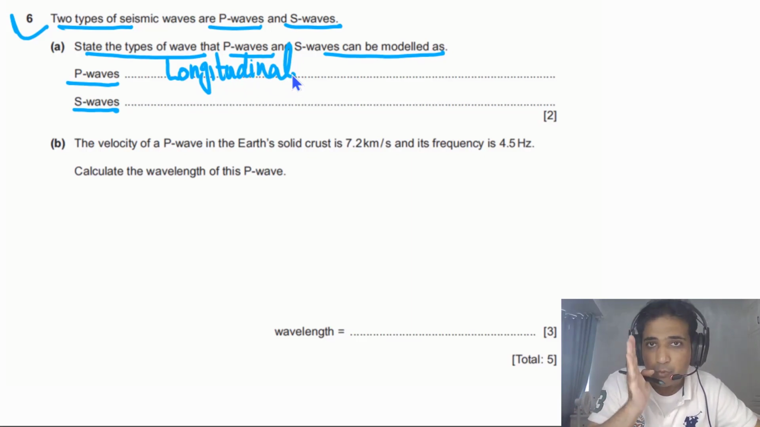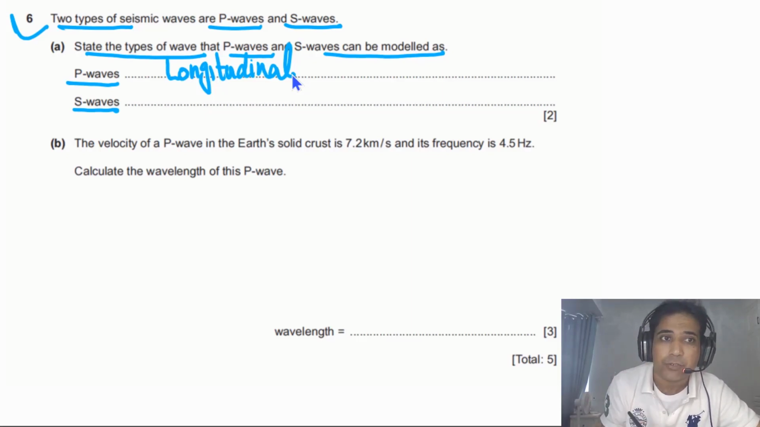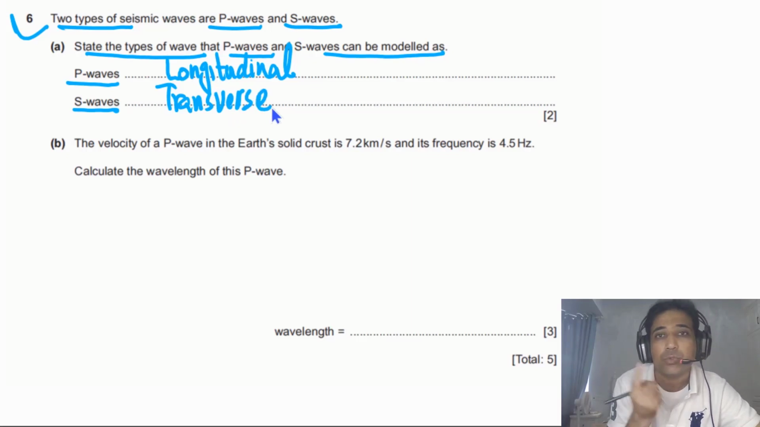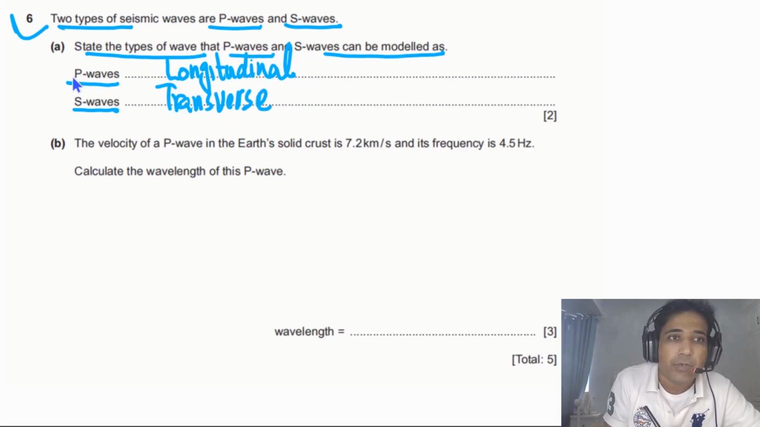Primary waves are the most dangerous because buildings are not good under tensile forces, meaning under tension, but buildings are good under compressive forces. And S waves cause buildings to vibrate up and down, so we call them transverse waves. So those waves can be modeled as transverse waves. So these 2 points you have to write down for part A.